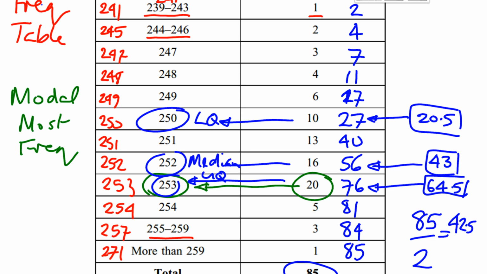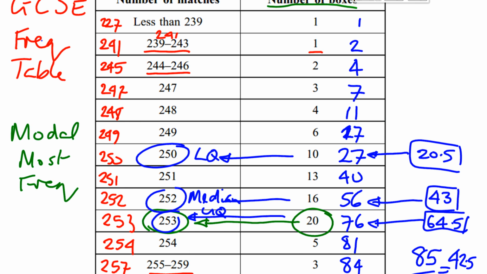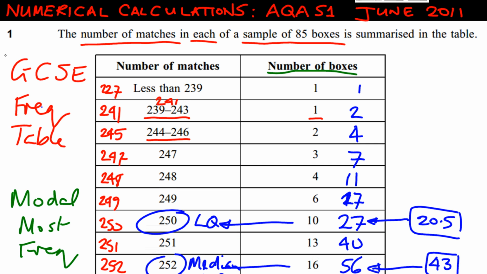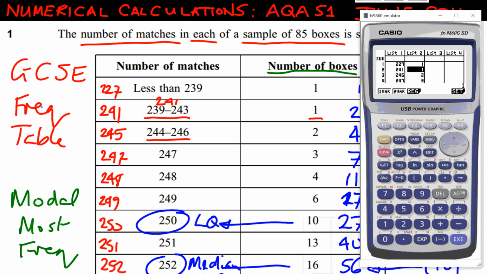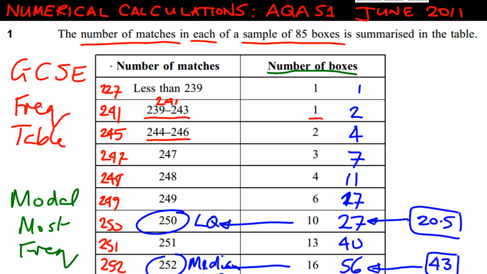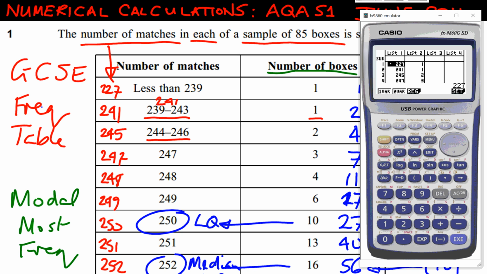Well, best way to deal with this and most reliable way is to put it in our calculator. So I'll just get the emulator up on the screen. So what I've done here is put the data in. In the first column here we've got our mid-range points, so our column with 227. And in our second column we've got the frequency data. We just plug those in there.